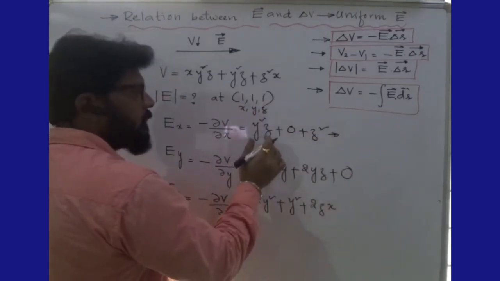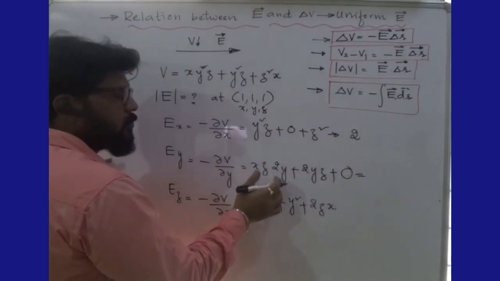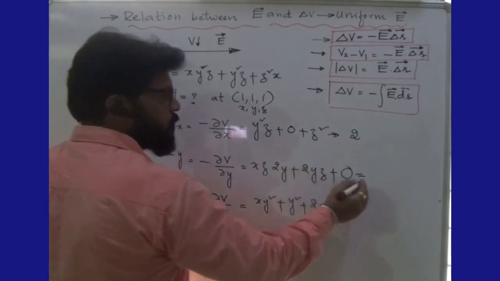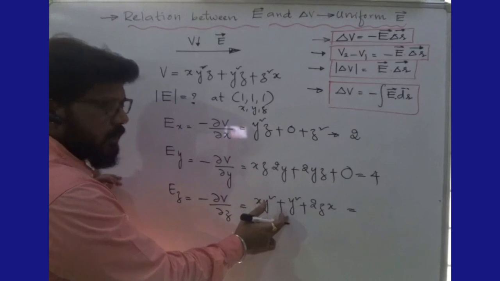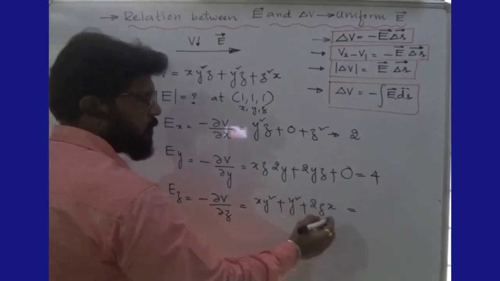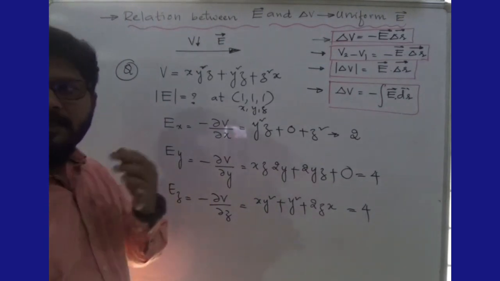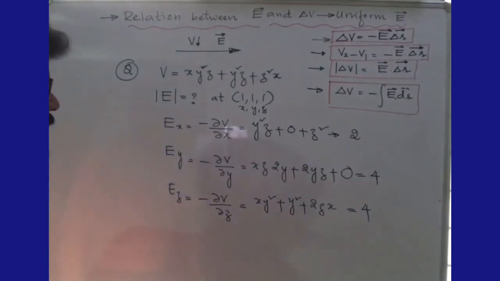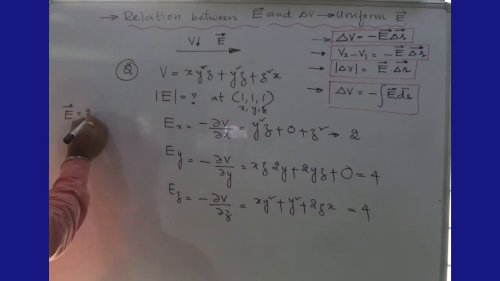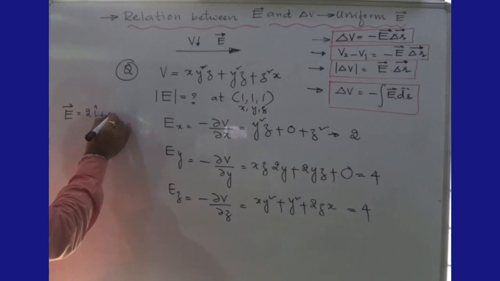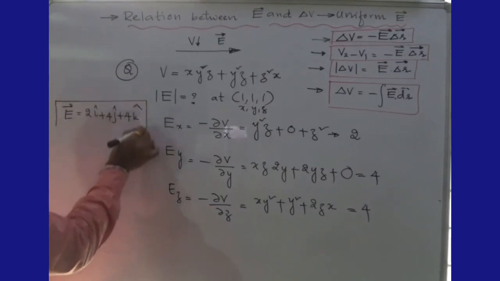So here 1 into 1, 1, plus 1, which is nothing but 2. So 2 plus 2, which is nothing but 4. Here if I take 1 plus 1 plus 2, how much are you getting? 4. Am I right? Now if you want to express this in vector form, E can be written as 2i cap plus 4j cap plus 4k cap. That's all. It's nothing but the vector form of it.